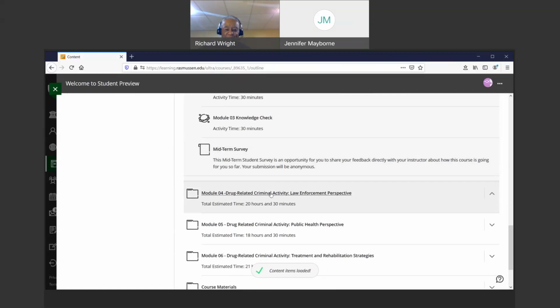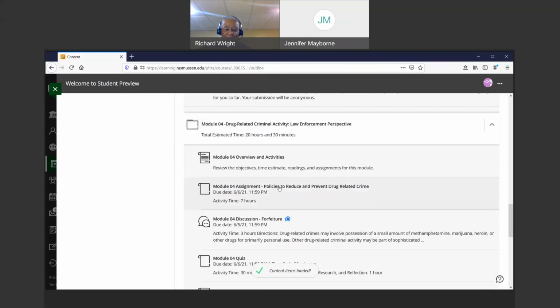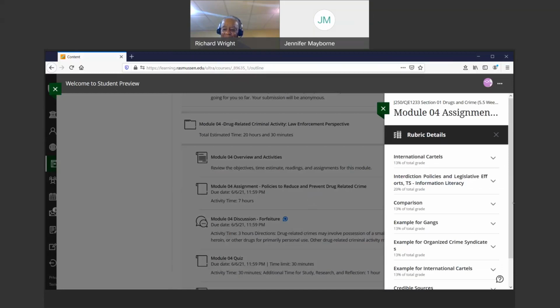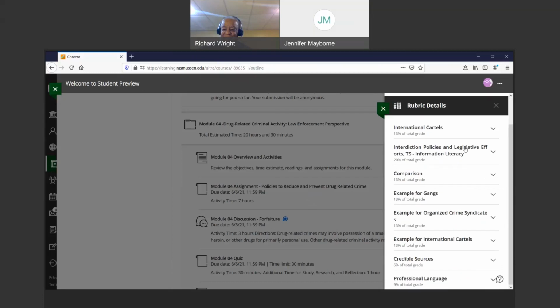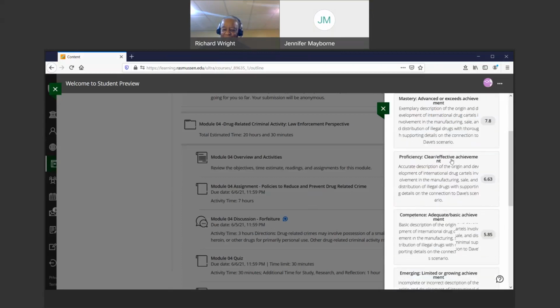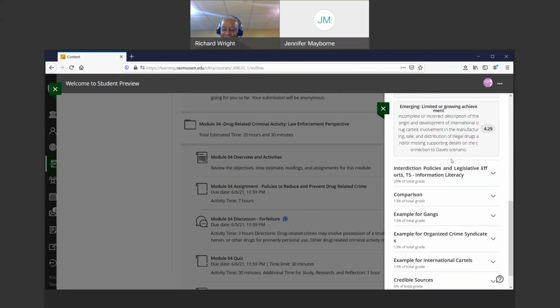Okay, 4. You could see the written assignment that I already showed you. And here is the rubric itself. And you can see for each of these, the requirements for each of the sections, each one of them. And to get your points, if you open it up, this is what you need to do.